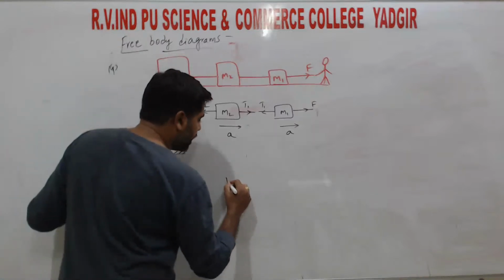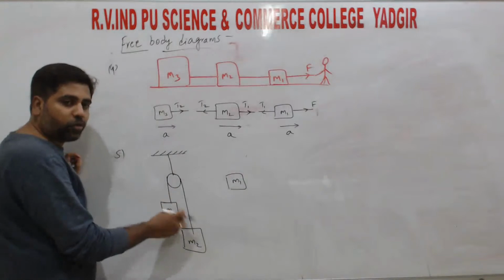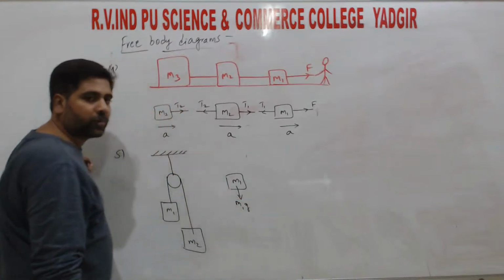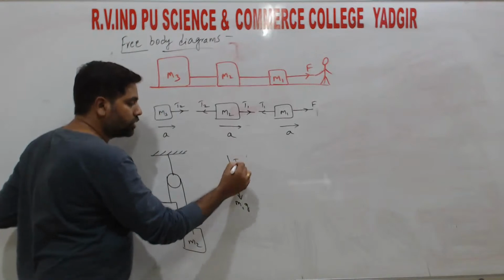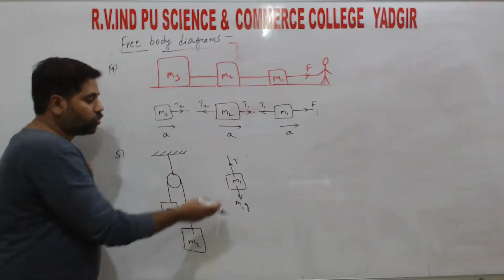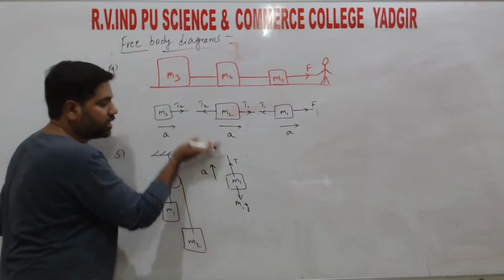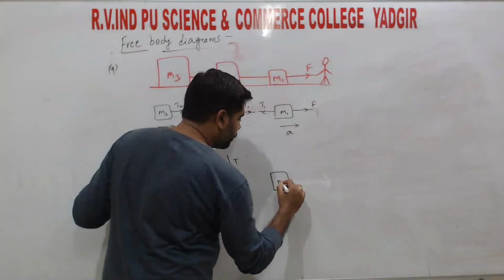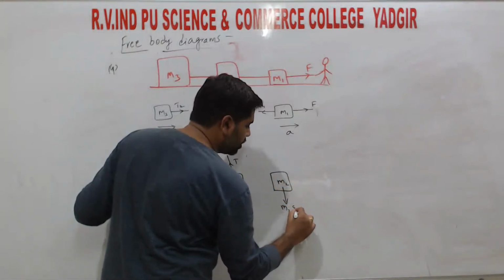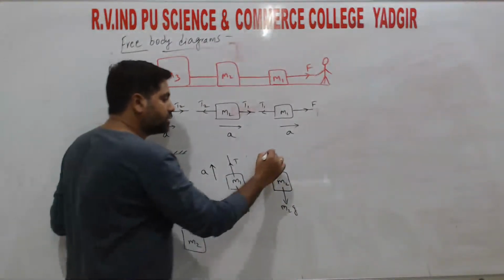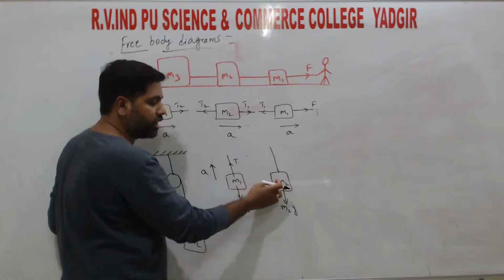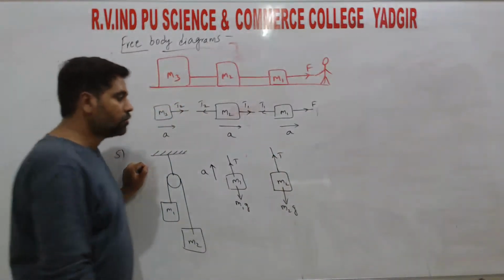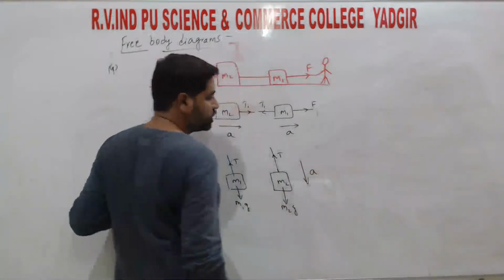If we apply the free body diagram for M1, M1 and M2 are connected with the same string, right? On M1 the weight is acting, that is M1g, right? That is balanced by another force, the tension which acts on the string. The object is moving in the upward direction, so the acceleration is in the upward direction, right? Next, the free body diagram for M2: here also the weight is acting in the downward direction, that is M2g, and it is connected with the same string which is connected between M1 and M2, right? The tension acting on the string is T, right? Here the object is moving in the downward direction, so the acceleration is in the downward direction.